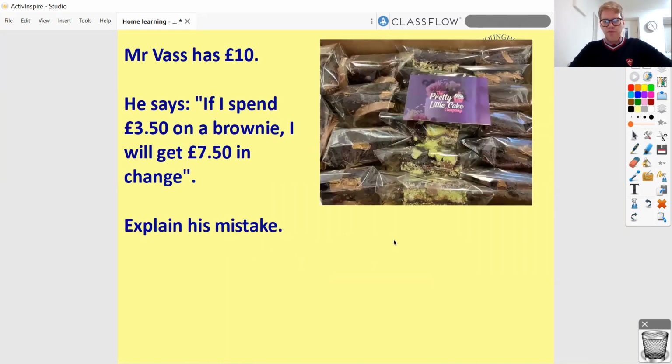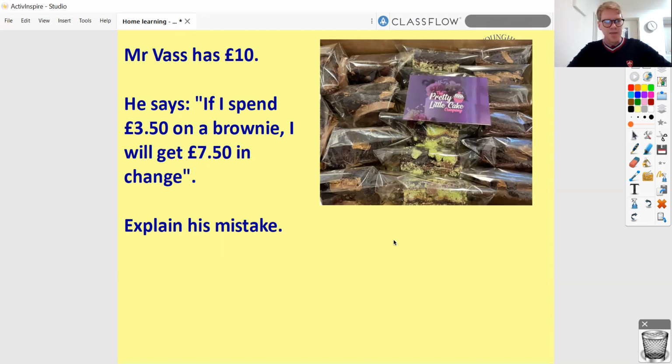We were very fortunate recently in the JYS staff room to receive this particularly delicious looking parcel. It was very kindly donated by the Friends of the School, so thank you very much to anyone that was involved in that. We had a lovely delivery of Pretty Little Cake Company brownies, which I have to say went down a big hit. Thank you very much.